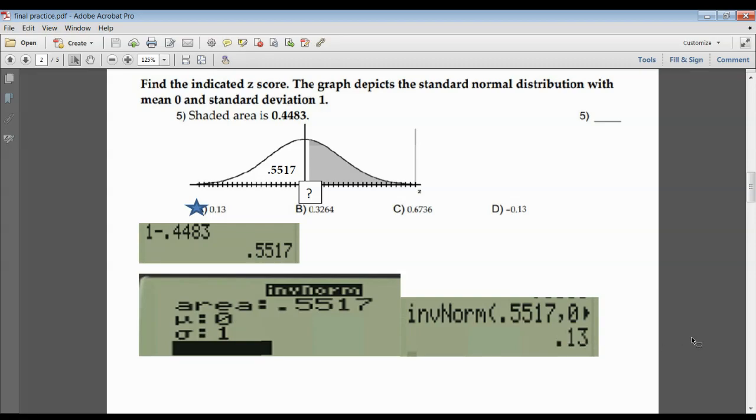Correct at 2 decimal places, 0.13, 13 hundredths. The area that's associated with this value that you don't know is the area to the left. He tells you the area to the right. You have to do subtraction.